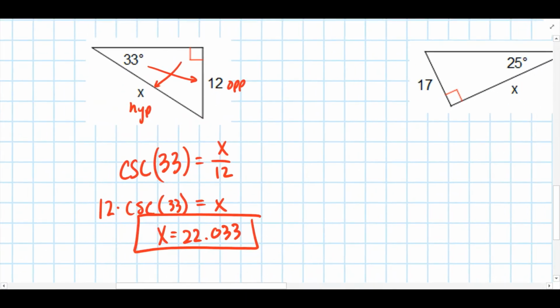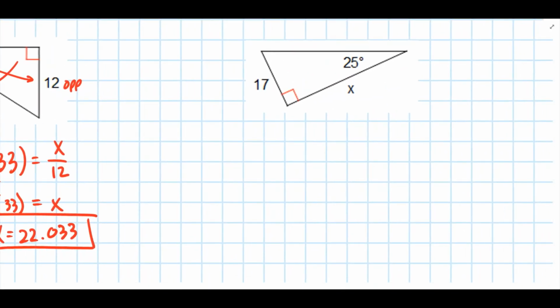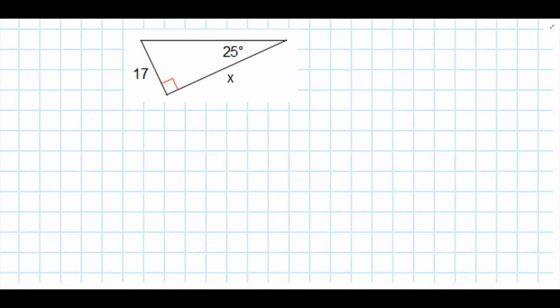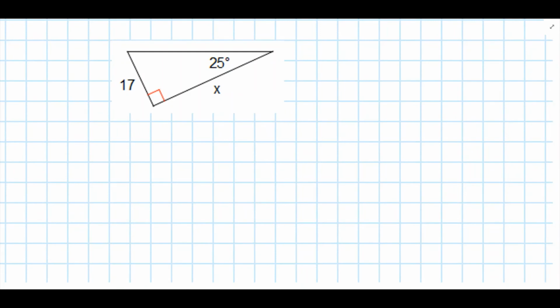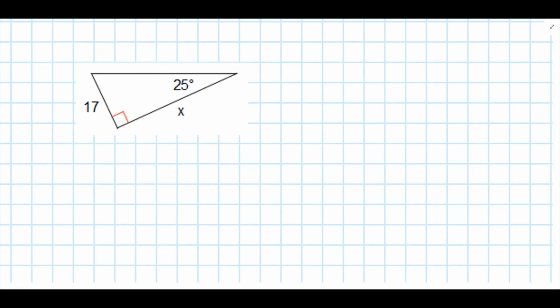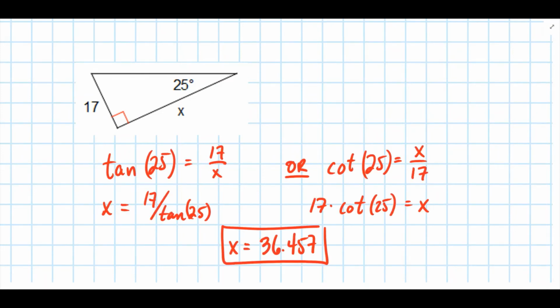Please try the next example on your own by first deciding which function to use, then solving for the unknown accurately to 3 decimal places. Either tangent or cotangent could have been used to obtain x.